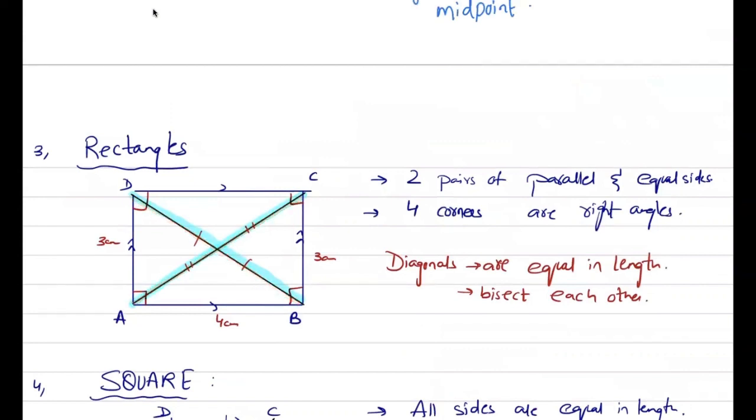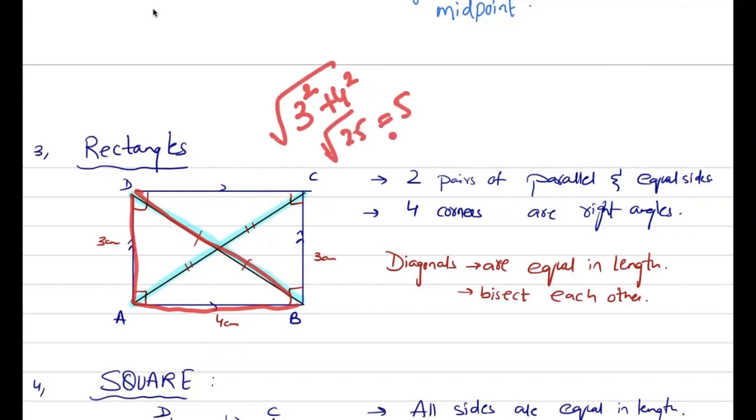Why are they equal in length? Okay. For example, take this length AD as 3 and take AB as 4. Would you consider this to be a right angle triangle? What's going to be the length of BD? If you apply Pythagoras theorem, 3 squared plus 4 squared, that is going to give you square root of 25, that is 5. So the length of BD is going to be 5.